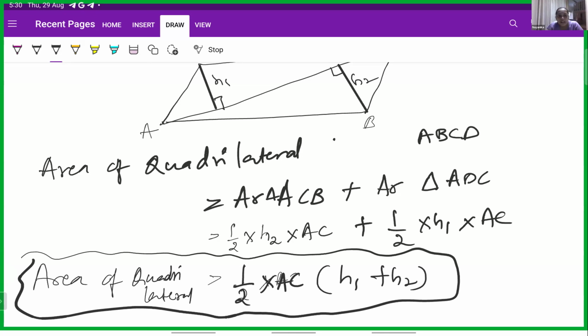Sir, this will be the parallelogram formula. Wait, this is not the parallelogram formula. This is just some random quadrilateral. In a parallelogram, diagonals intersect each other and two sides are parallel. Here, no sides are parallel, nothing. It's just a four-sided shape. Okay, sir.